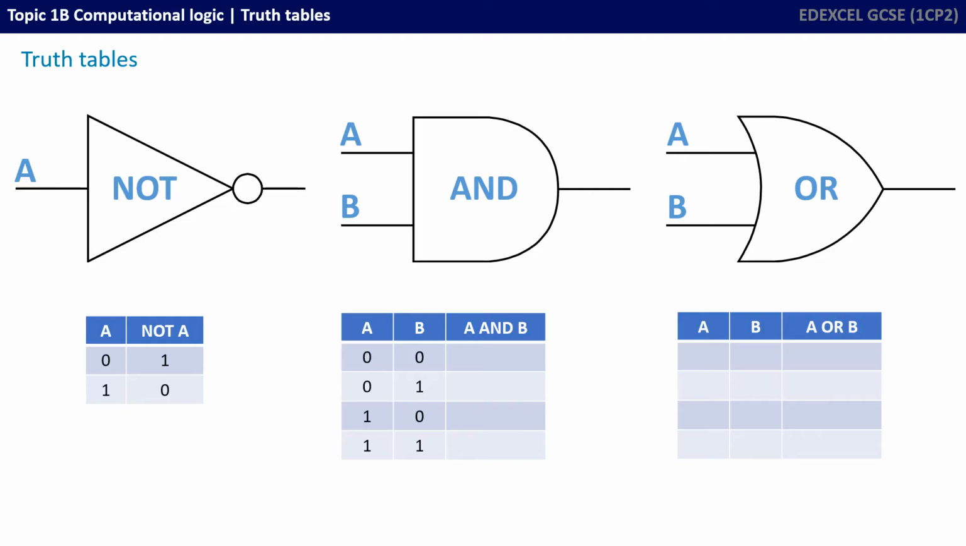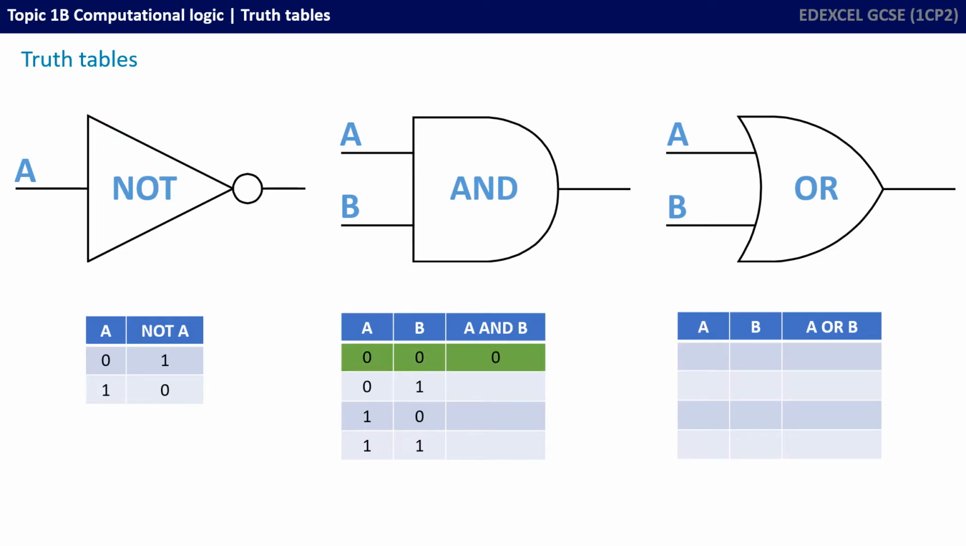Now with an AND gate, we've got two possible inputs. So we've got two columns here called A and B. And that means we need more rows in our truth table because there's more combinations. We could input two zeros, a 0 and a 1 and a 0, or two 1s. And the final column is the output, which is the result of A and B.